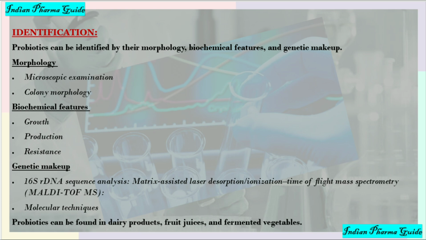Last one, genetic makeup. In 16S rDNA sequence analysis, the 16S rDNA gene will be used to identify the bacterial species. Next one, matrix assisted laser desorption ionization time of flight mass spectrometry. This method is used to identify the genera that produce lactic acid. Last one, molecular techniques. Some molecular techniques will be used, like polymerase chain reaction, reverse transcriptase PCR or real-time quantitative polymerase chain reaction, to count the bacterial cells.